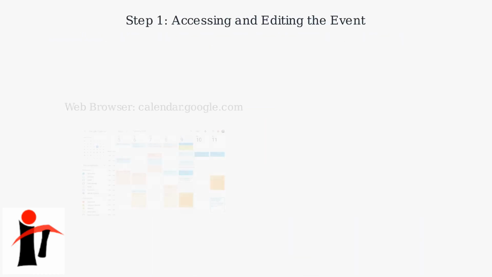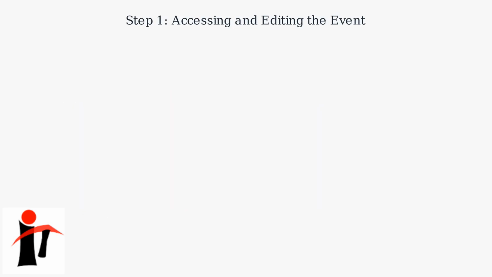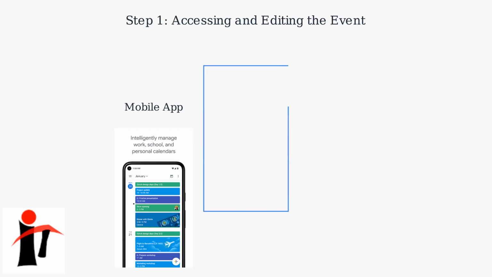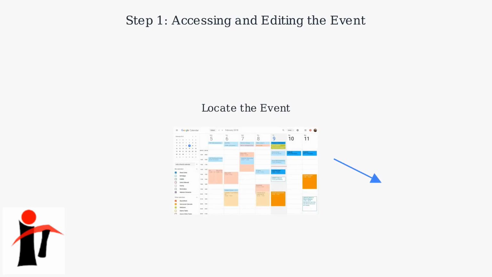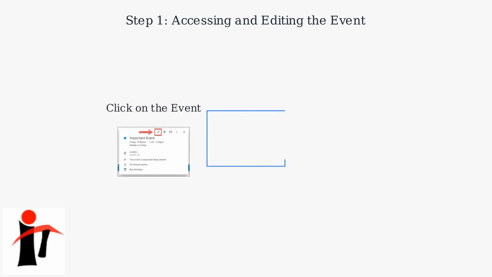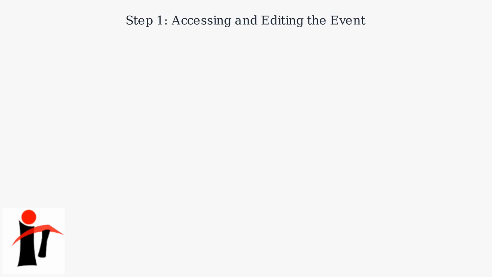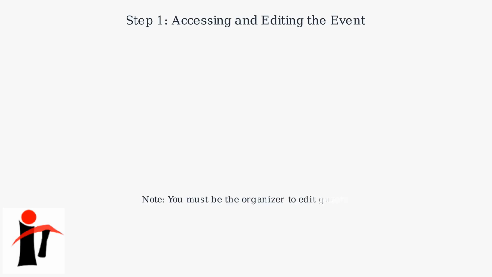First, open Google Calendar through your web browser at calendar.google.com or using the mobile app. Alternatively, you can access Google Calendar through the mobile app on your smartphone. Once in Google Calendar, locate the event from which you want to remove a guest. As the organizer, click on the event to open its details. Then select Edit Event from the options. If you don't see the Edit Event option, you likely do not have the necessary permissions as the organizer.